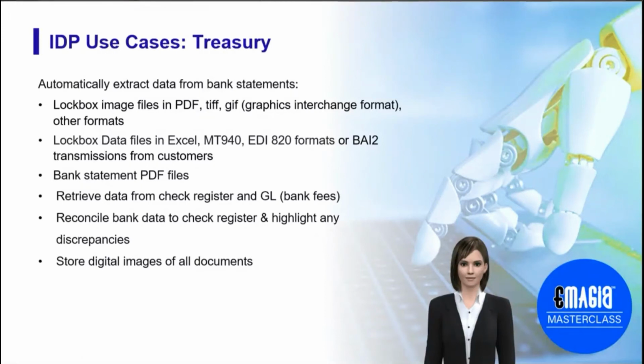And here again, IDP can get that data from lockbox images, data files, different formats, different file names, bank statements, then retrieve the data from your own check register and general ledger, pick up any bank fees, can reconcile the two, highlight any discrepancies. That's your bank rec. And of course, store digital images of all the documents. So you can see the familiar pattern here, right? It's extracting data.